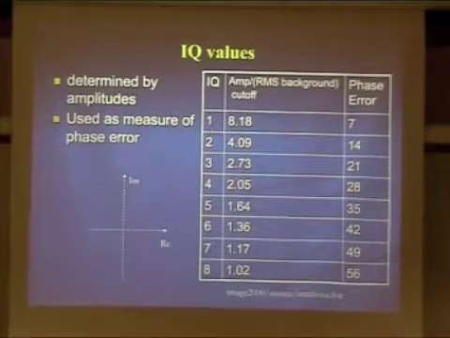So as you can see here, we have the range where the best IQ value will be 1, and the worst one will be 8. In fact, there is a 9. 9 would mean that it's actually below your RMS background. It means that you don't actually see any signal.